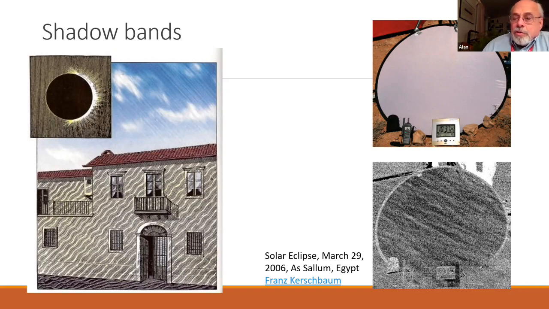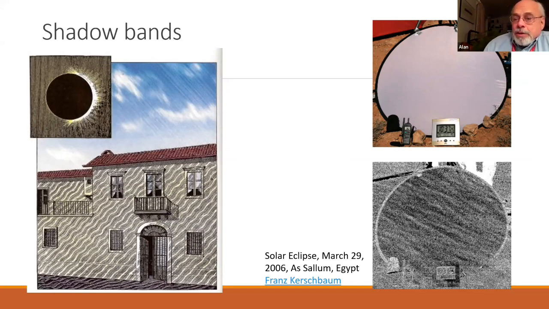They took some photographs and they stretched the contrast very strongly to show the effect. And they did a quantitative study of the direction and speed of shadow bands. And I believe those kinds of studies have shown that the shadow band phenomenology is actually consistent with twinkling, in effect.